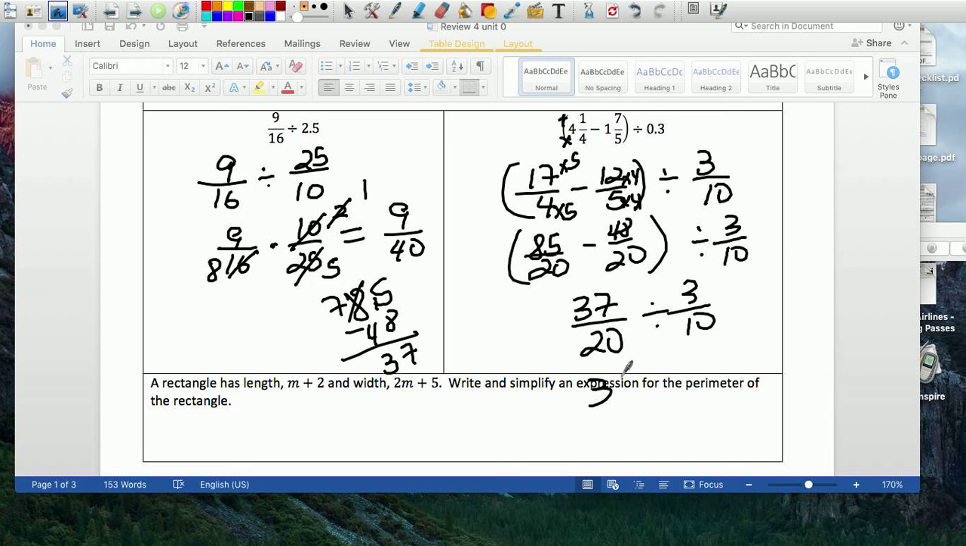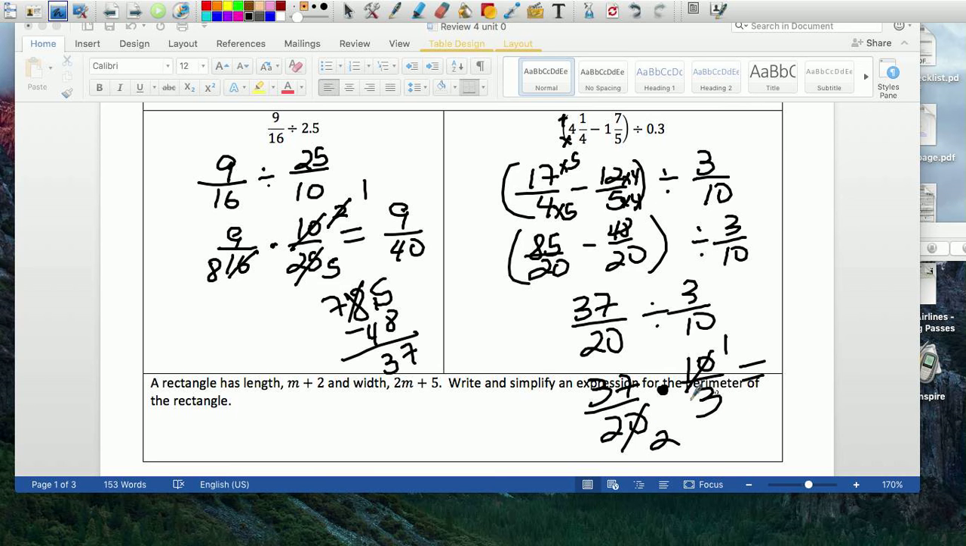I'm going to change this problem. The division, we're going to multiply this by the reciprocal, and the 10 is going to go in the numerator and 3 down. Anything I can simplify? Yes, I can. 10 and 20, I can divide both numbers by 10. What's 10 divided by 10? 1. 20 divided by 10, 2.